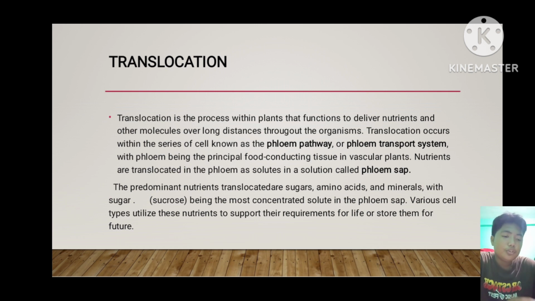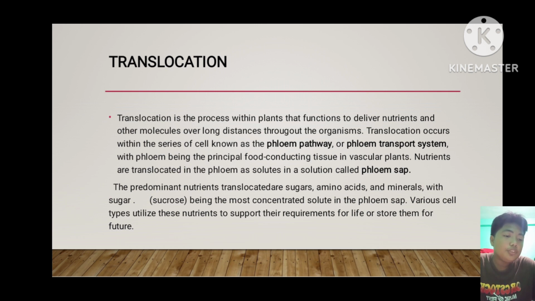First, what is translocation? Translocation is the process within the plant's functions to deliver nutrients and other molecules over long distances throughout the organism. Translocation occurs within the series of cells known as the phloem pathway or phloem transport system, with phloem being the principal food-conducting tissue in vascular plants. Nutrients are translocated in the phloem as solutes in a solution called phloem sap.